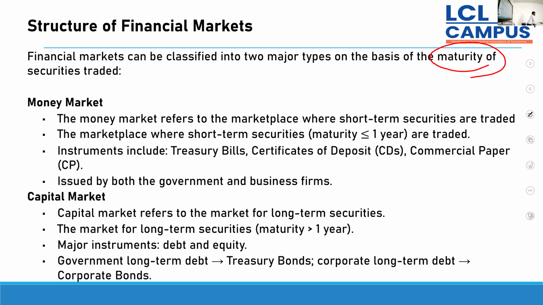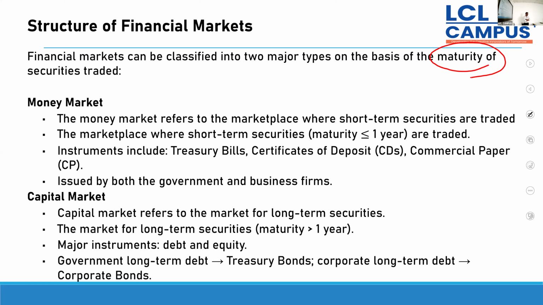Very good. Which means the time period of the security, right? Let's say you are investing in a short-term investment, which is 3 months. Then what is the maturity period? 3 months. End of the 3 months, right? Likewise, based on the maturity of the securities, we can classify the financial markets into two major types.